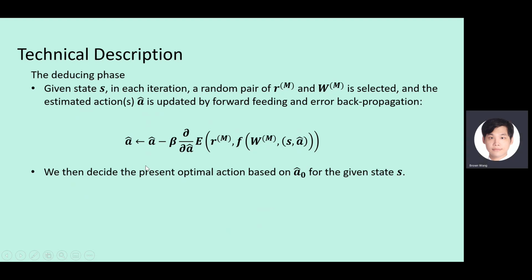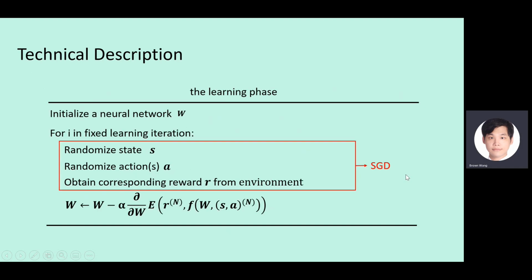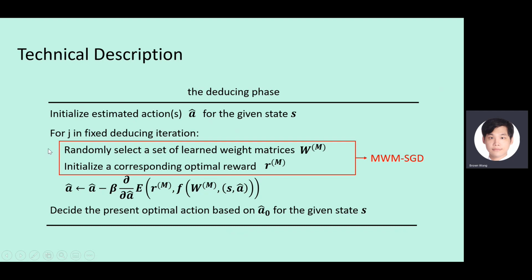After the update, we then decide the present optimal action based on the estimated action for the present given state X. For your convenience, this is the pseudocode. As we can see, roughly the red box is the core of SGD. And then is the deduction phase. Roughly, the red box is the core of NWN-SGD.